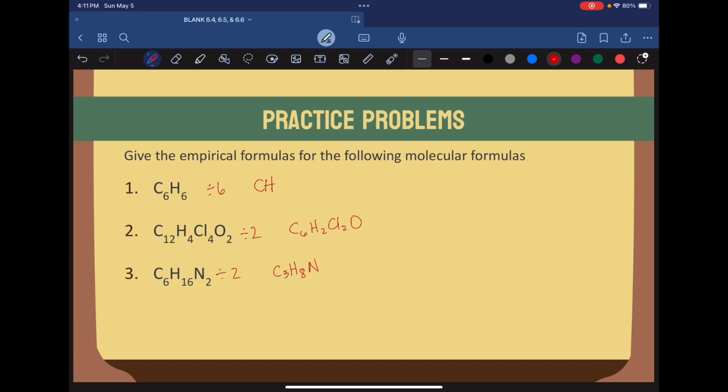and N. If you're not very good at finding the number to divide by, if they're all even numbers, you can just divide by 2 until you can't. Sometimes it's 3, but you want to keep dividing until you get the smallest ratios, the smallest numbers in your subscripts, and they must be whole numbers. So that's 6.4.